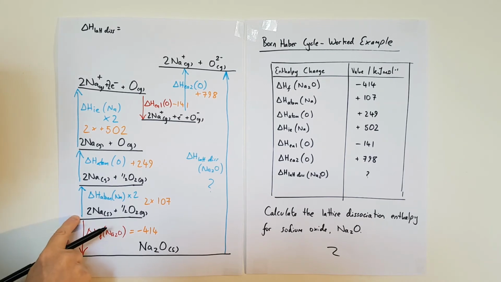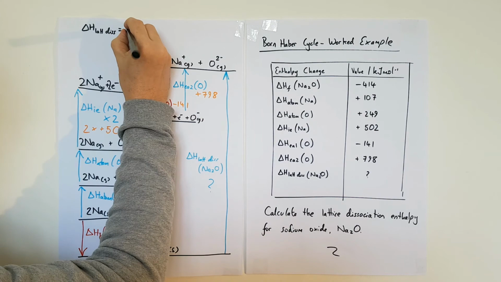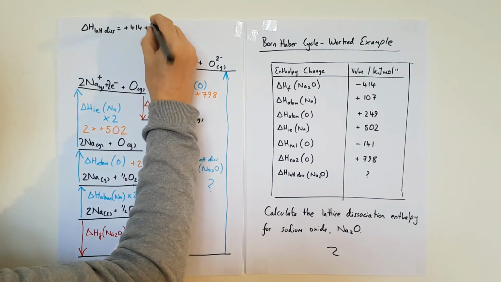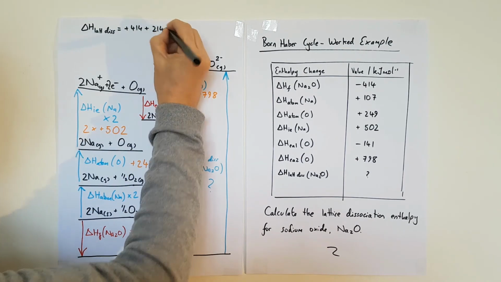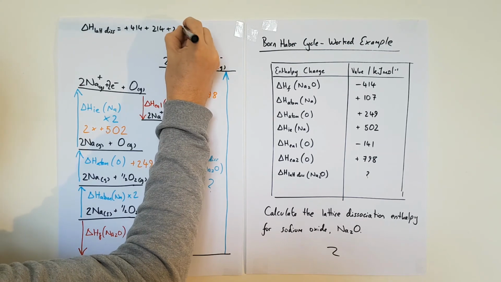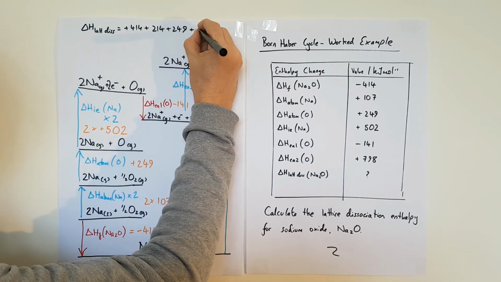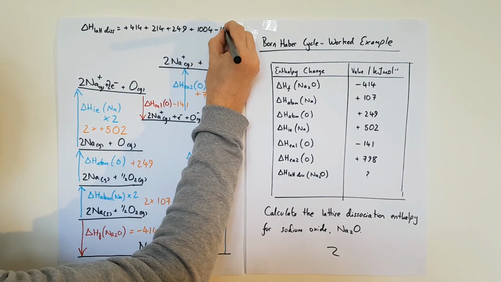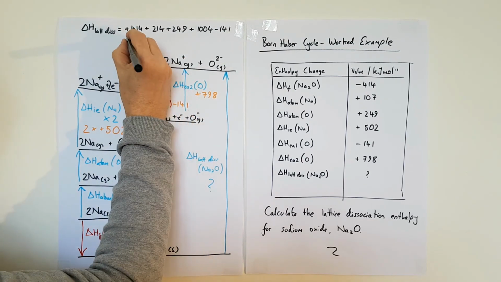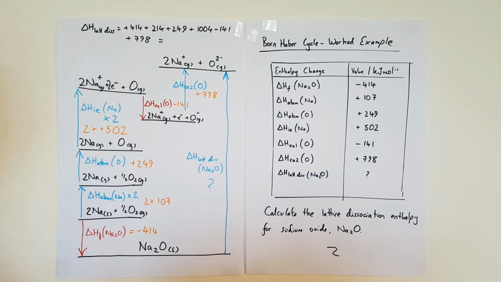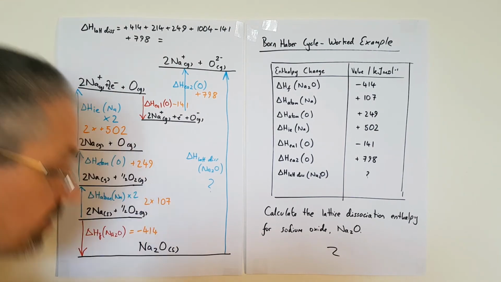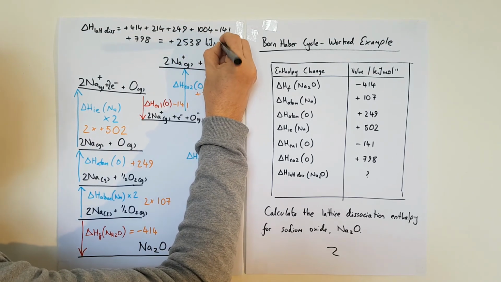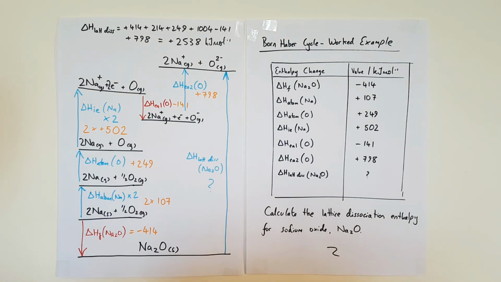So for starting off that delta HF there and going in the opposite direction to the arrow, change the sign. Then I just need, well, let's just do these on the fly. So 2 lots of 107, 214, then a 249, 2 lots of 502, and take away, we're going in the same direction of the arrow there, minus 141, and then the same direction of the arrow there, plus 798. What does that come to? 2538. That's the lattice dissociation enthalpy there.